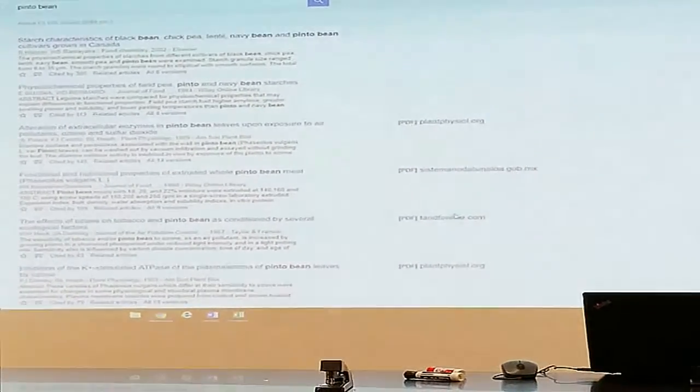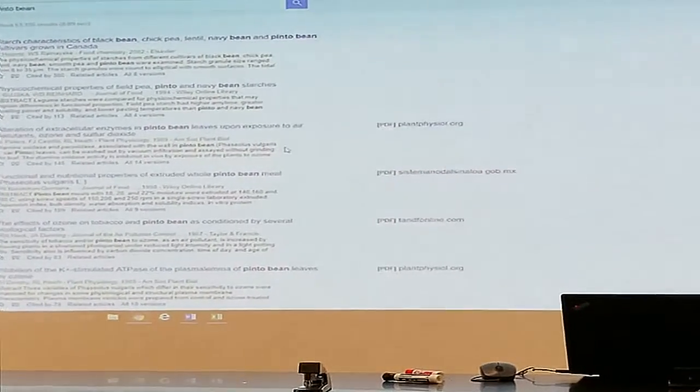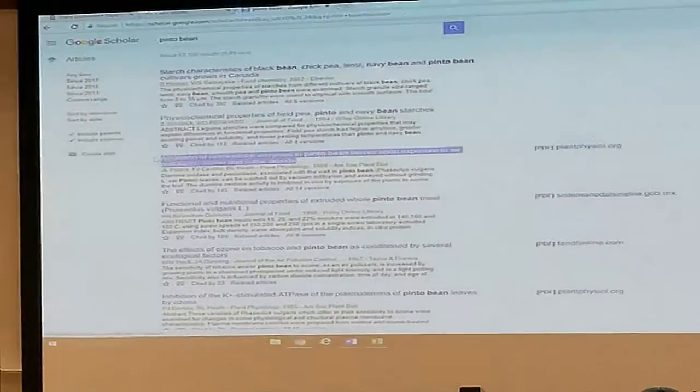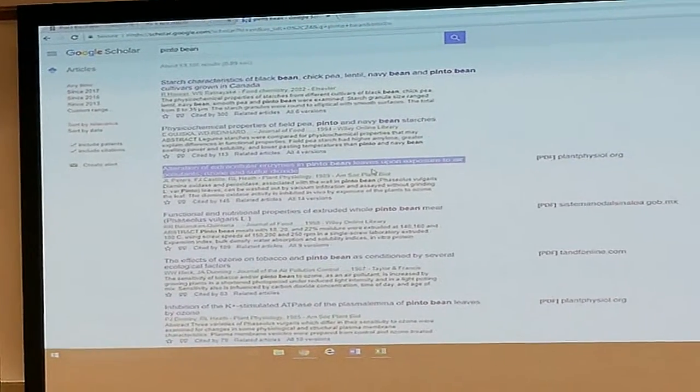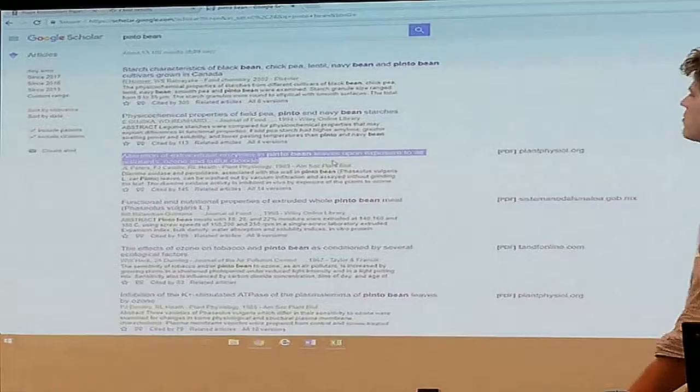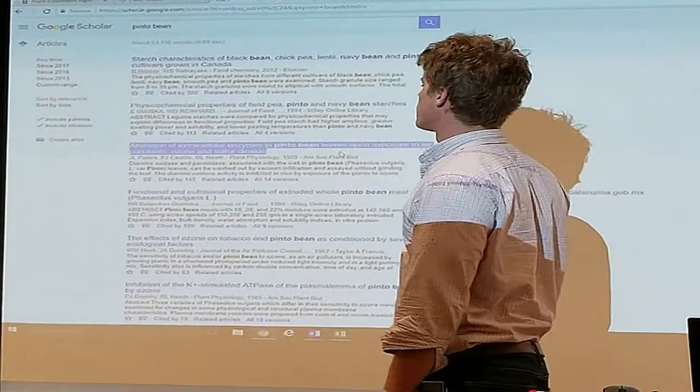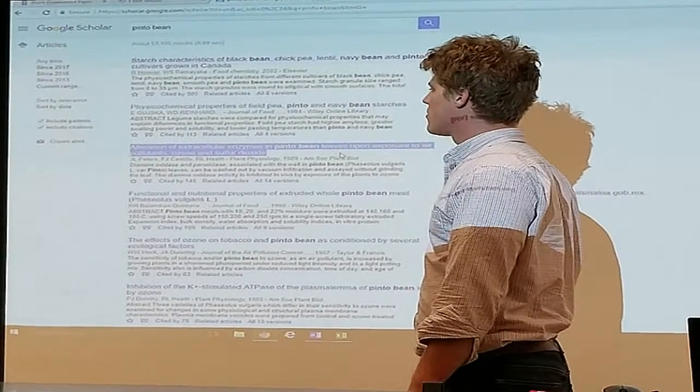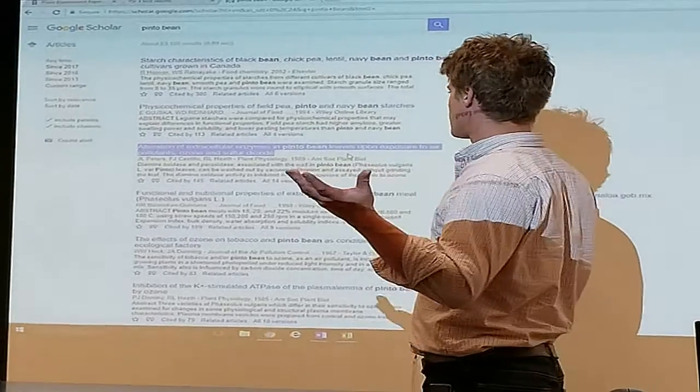So, for example, if we look at the first one here, it says, the alteration of extracellular enzymes in pinto beans leaves upon exposure to air pollutants, ozone, and sulfur dioxide. Does that mean anything to me? Absolutely not. I have no idea what that just said. But I'm going to click on the PDF and see if I can't glean something from some sort of info about pinto beans from the paper.